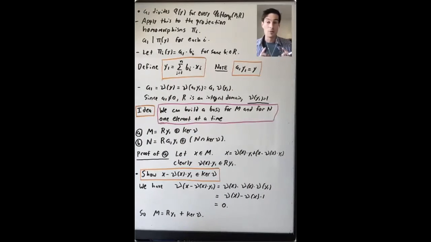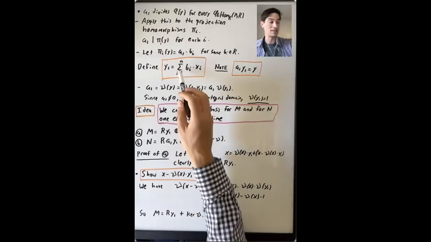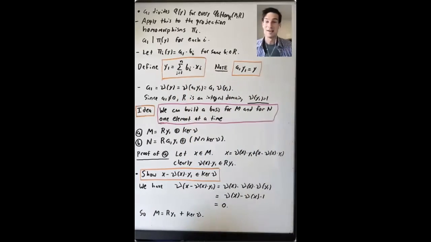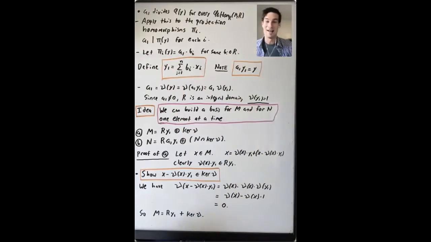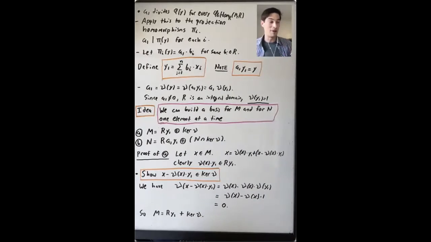And now we're going to find a really important element for this argument, which is y1. It'll be given as a sum from I equals 1 to n of bi times xi. So these bi's are these ring elements that we get from the fact that A1 divides pi I of this special element y. And these xi's are the basis that we started with, just like a random basis that we chose at the beginning of this argument to get it going.